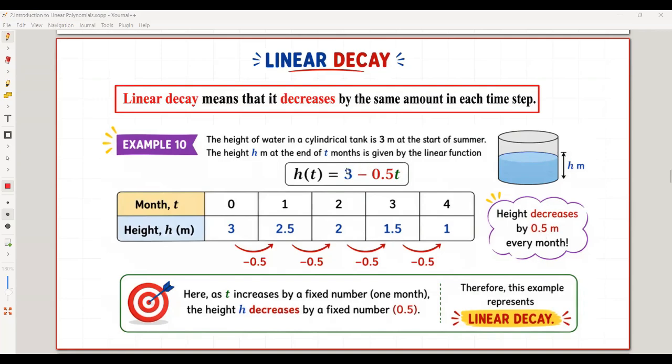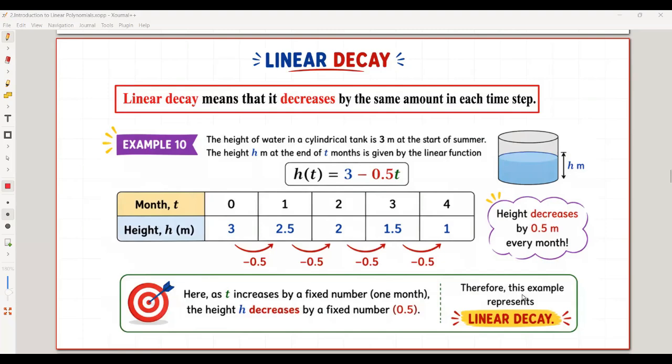In the beginning, the height is 3 meters, and every month it decreases by 0.5 meter. Here, t increases by a fixed number, that is, the month increases, and the height h decreases by a fixed number. Month is increasing, the height is decreasing. Therefore, this is an example of linear decay. Here one is increasing with a fixed number, and another is decreasing with a fixed number. These types of situations come under linear decay.